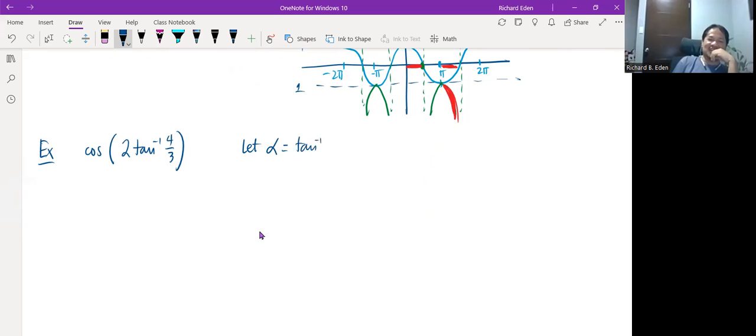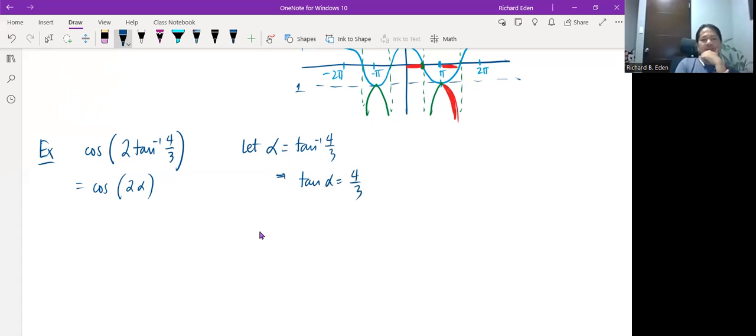Let alpha be tangent inverse of 4/3. So this is what we're after: cosine of twice alpha. Incidentally, because alpha is tangent inverse of 4/3, this means tangent alpha is equal to 4/3.